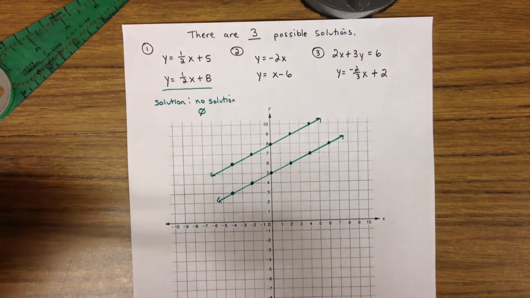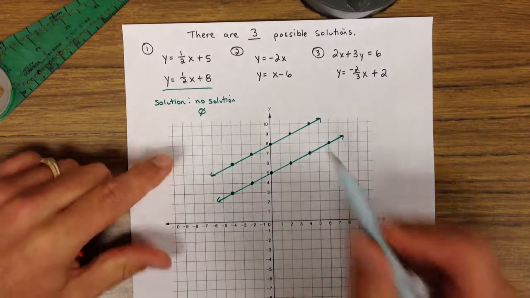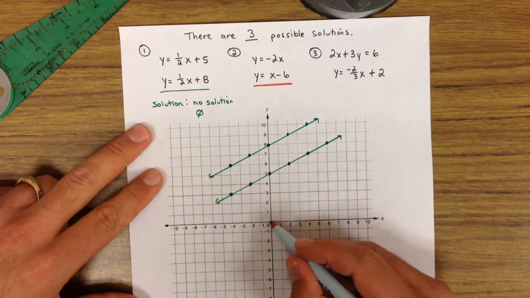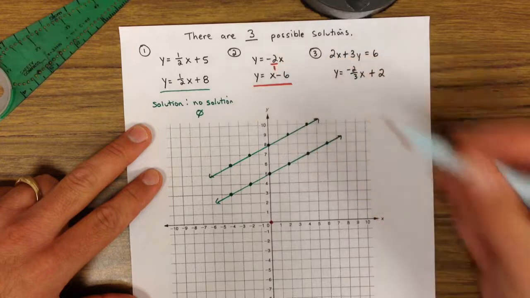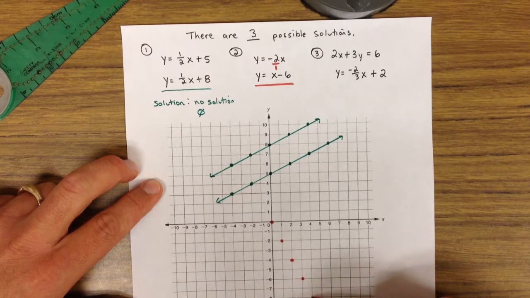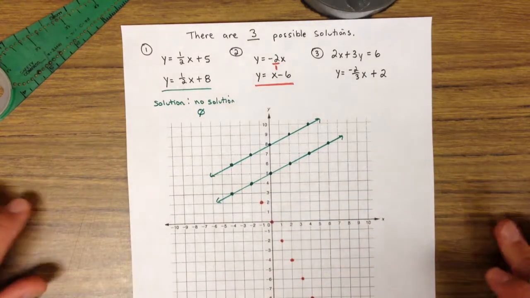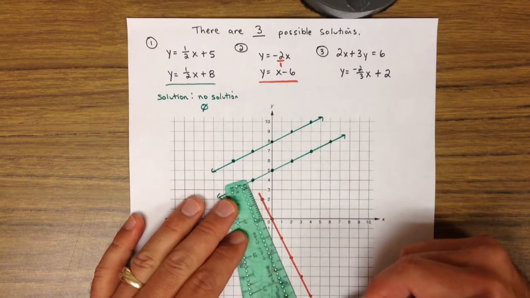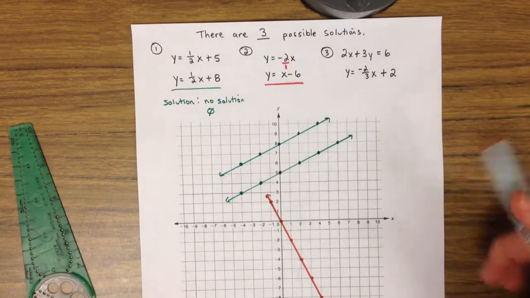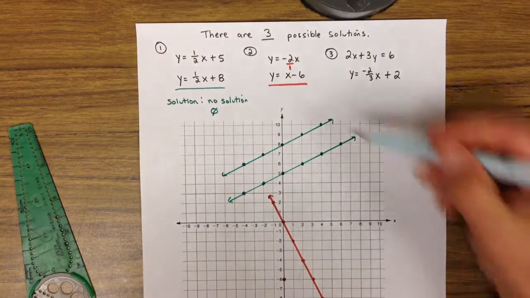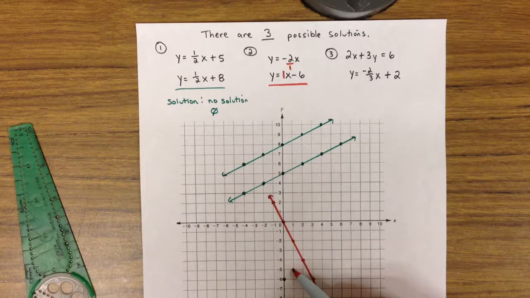Okay. The second one, which I'll do in red. The first one crosses at 0, has a slope of -2 to 1. So it's down 2 and right 1. I can go up 2 and left. So there's your first equation. The second equation has an intercept of -6, and it has a slope of 1, up 1 over 1, a 1-to-1 slope.